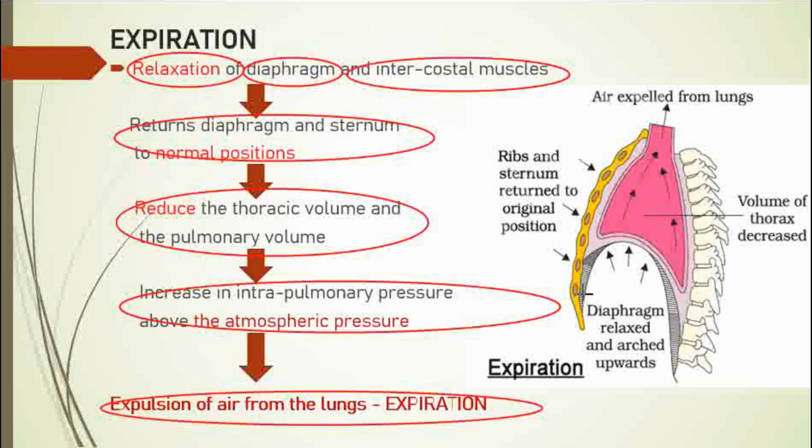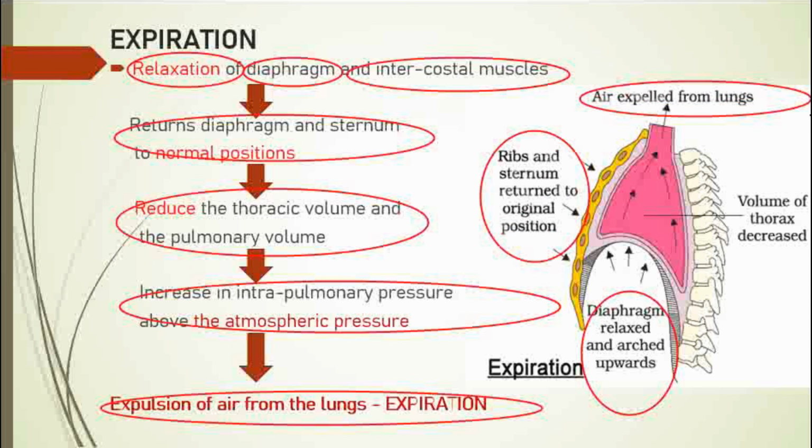So as you can see in the picture, the diaphragm relaxed and arched upwards. So it relaxed and it is arched upwards. Because of that, the ribs and sternum return to their original position. So air is expelled out from the lungs. The volume of the thorax is also decreased. So this is about expiration.